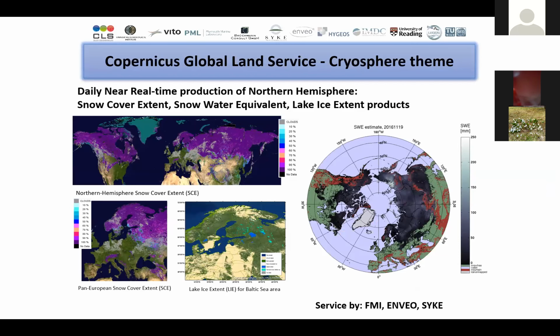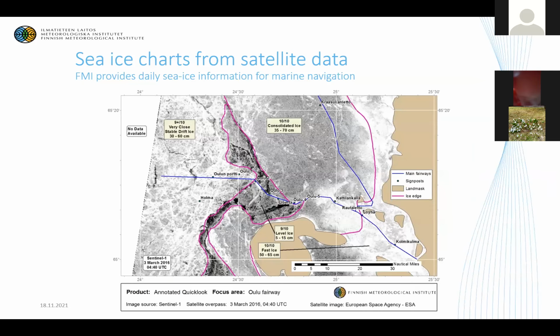We look also at the cryosphere, which is, let's say, a burning topic in the northern latitudes, and we deliver the daily near real-time product for the northern hemisphere of the snow water equivalent, and lake ice extent product. We are also monitoring sea ice using satellites.